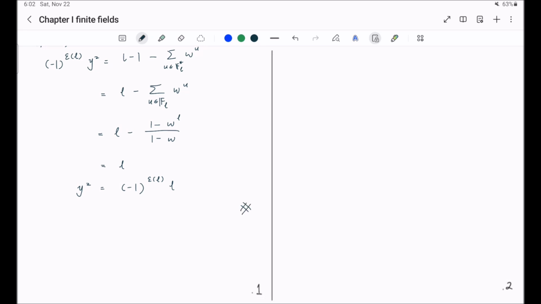Now we state and prove our next lemma. Our next lemma states that if we raise the Gauss sum y to the power p minus 1, then it is equal to the Lagrange symbol of p modulo L. And now let's prove this. We begin by taking the pth power of the Gauss sum.